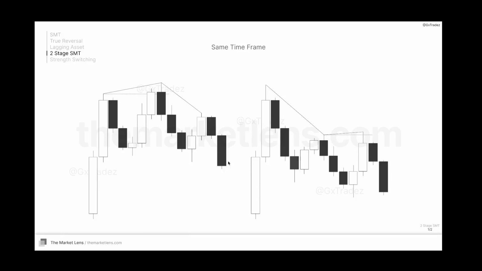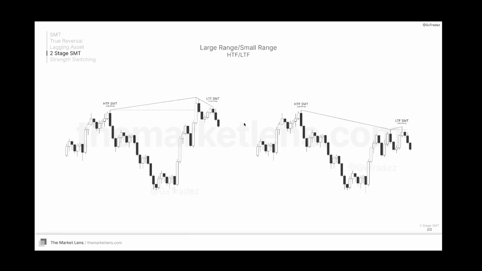It can be in the distribution leg away from this, right? Showing some sort of switching in strength. Doesn't matter. But it's going to be with closer proximity highs and lows. Now, this is another form of two-stage SMT. It's going to be where the first SMT is an SMT that's very far off to the left.